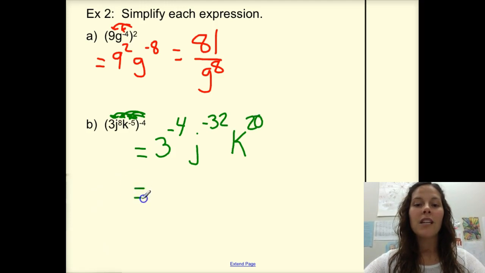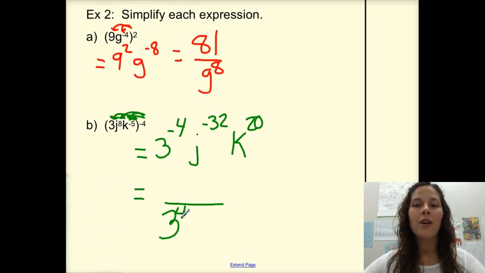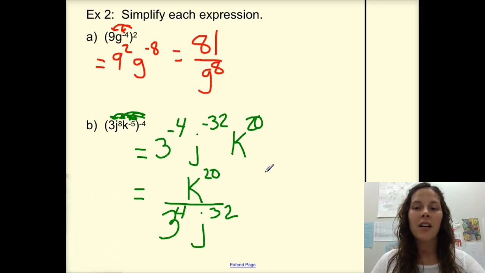So now what we do with those negative exponents is we flip them to the denominator. 3 to the negative 4 power flips to the denominator, and the exponent becomes positive. J to the negative 32 power flips to the denominator, and the exponent becomes positive. K to the 20th power, that exponent is positive, it stays in the numerator. Notice that each piece of this expression can be treated differently, so that k to the 20th does not have to move to the denominator just because everything else does.